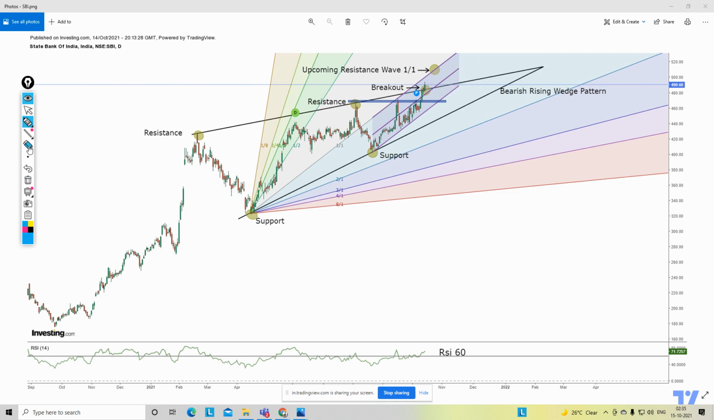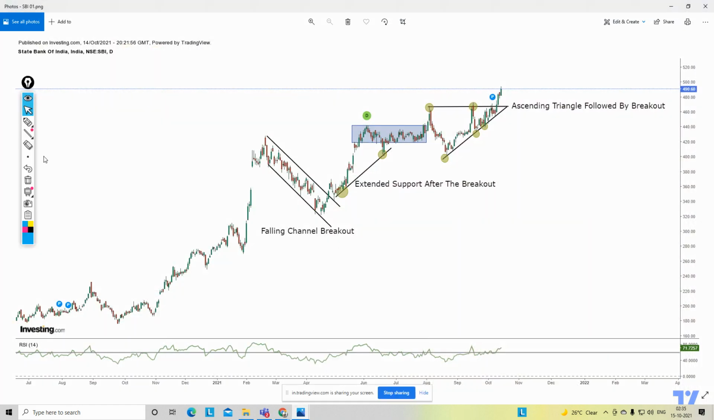Right? Now quickly moving towards the second slide. This is just a small breakdown of what we have seen just now. There was a falling channel breakout in the past, correct? So this is the breakout of this falling channel. And the most important area right now in SBI is this consolidation box. This area. I will tell you the levels in the next slide. So this consolidation box is the most important area.